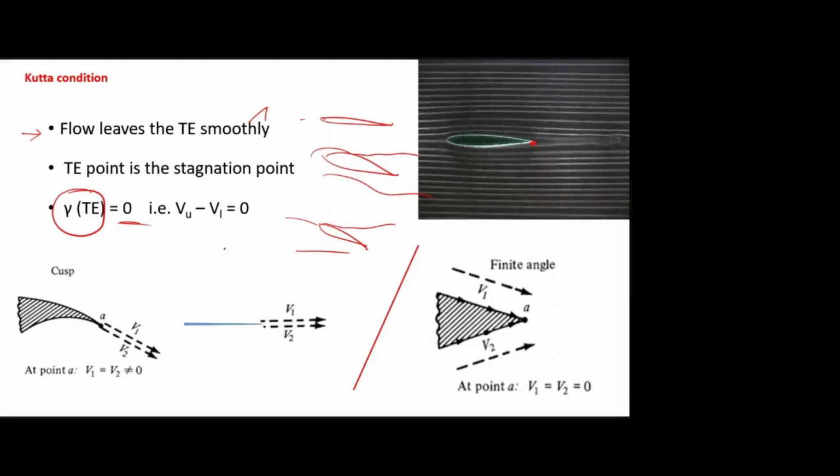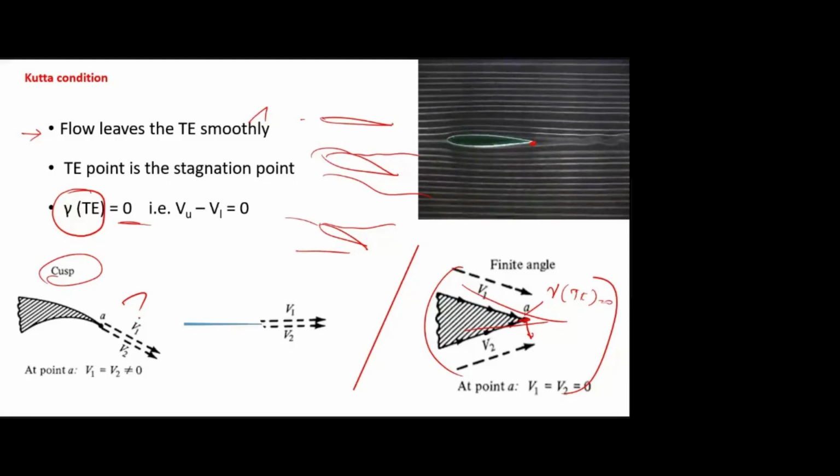If the flow leaves the trailing edge smoothly, then this point will be the stagnation point. That means velocity will be 0, which means the strength at that point is also 0. Is that clear? Yes, sir. Okay. So this is the special case. This is the normal case for a finite angle. If this is the stagnation point, velocity is 0, so the strength of the vortices at that point is 0. And this is the special case.